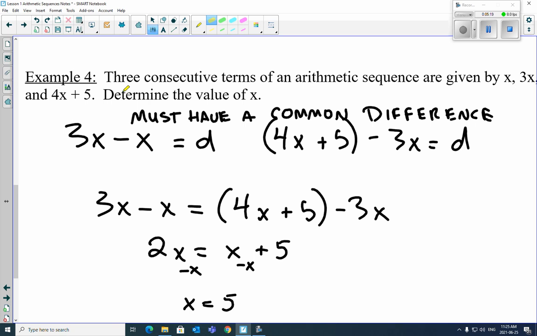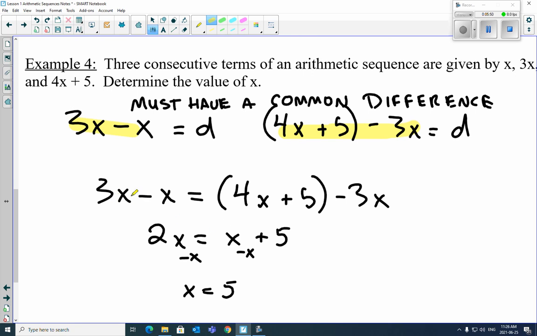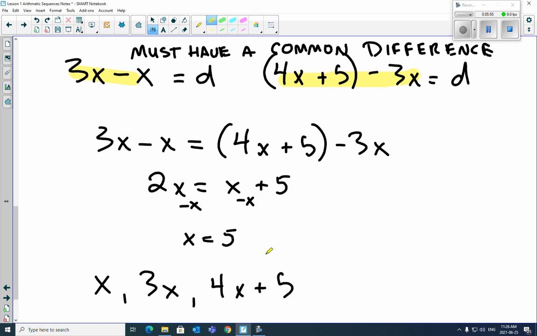Well, the cool thing about arithmetic sequences, what makes it an arithmetic sequence is it has a common difference. And to find the difference, we take the second one minus the first. So 3x minus x equals the common difference. Now, if that's also true, then the third term, 4x plus 5, subtract 3x, you can see we did it right here, also equals d. They have common differences. Now, here's the cool thing. This part here equals d. This part here equals d. Therefore, those two things have to equal each other, right? So 3x minus x equals 4x plus 5 minus 3x. And then you just do the algebra, right? And you find out that the x value is 5.